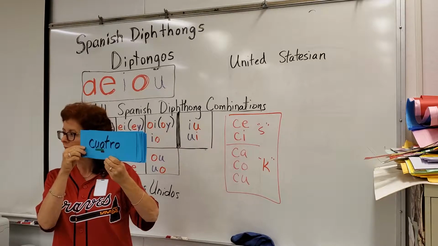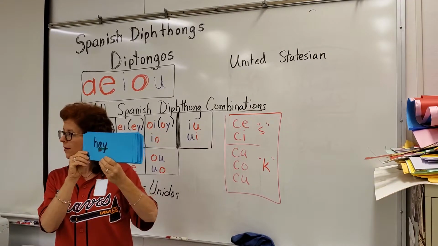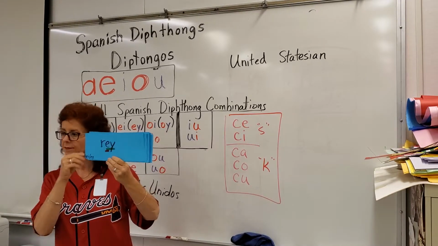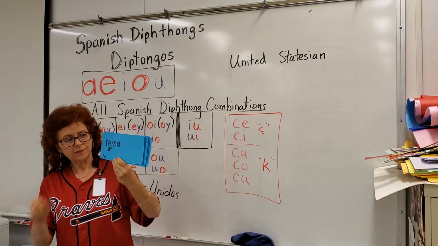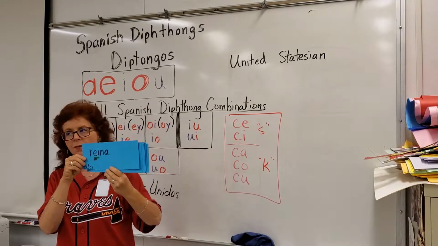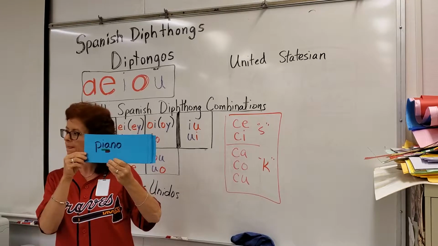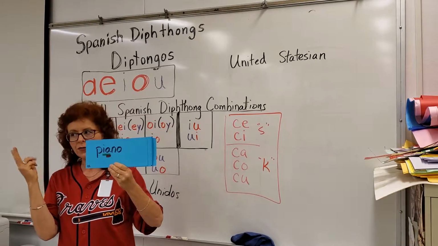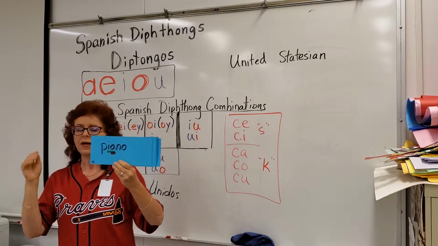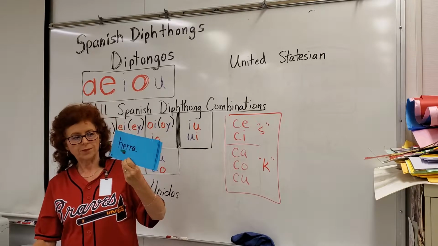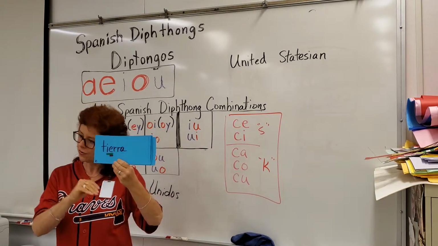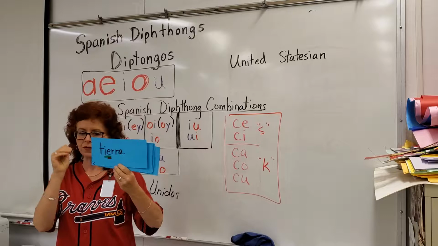Cuatro. The gua is cuatro. Ay. Rey. Reina. 2 syllables, only 2 syllables. Piano. Not 3 like in English. It's not pi-a-no, it's pia-no. Tierra. 2 syllables, only 2 syllables. Tierra.